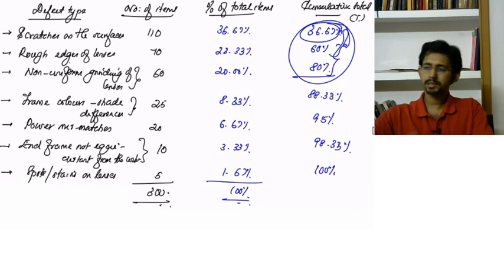80% of the defects are contributed by three defects, that is scratches on the surface, rough edges of lenses, and non-uniform grinding of lenses.